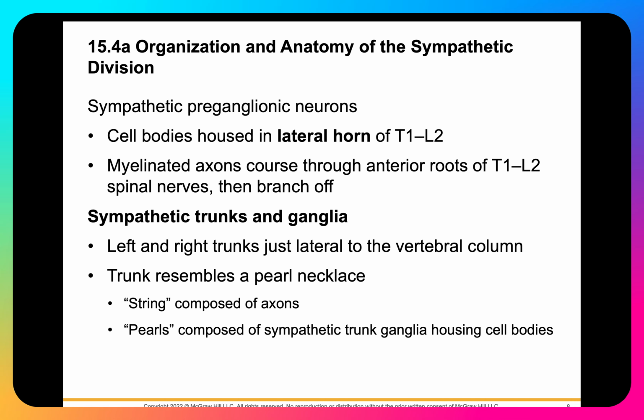We'll have sympathetic trunks and ganglia. There are left and right trunks, and they are on either side of the vertebral column. Quite often you'll hear of sympathetic trunks and ganglia referred to as a pearl necklace. The string is the axons, and the pearls are the actual sympathetic trunk ganglia housing the cell bodies associated with the sympathetic nervous system.